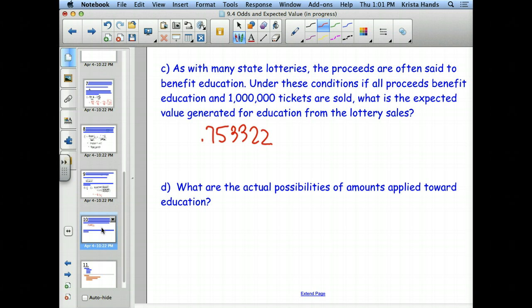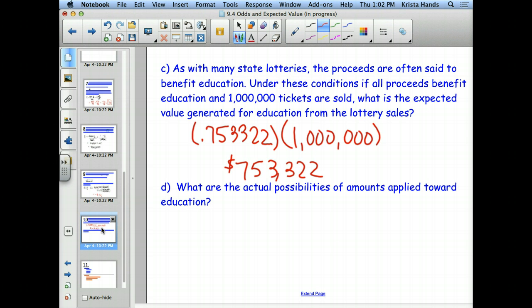Okay, so I recognize the last problem we didn't include all those decimals since we were talking about money. But I'm about to multiply it by a million, so those decimals are actually going to end up not being decimals in the moment. All right, so one more time, Brendan, why am I multiplying by a million? Yes, that's how many tickets are sold, and that's where we started, right? Talking about how many tickets were sold. Okay, so if we multiply this, what do we get? $753,322.